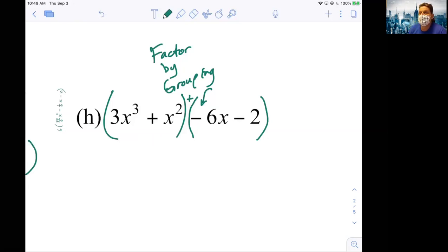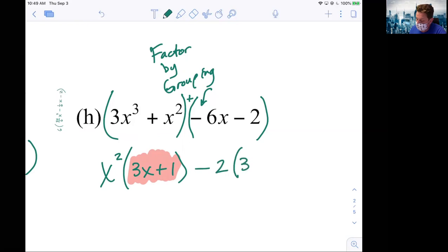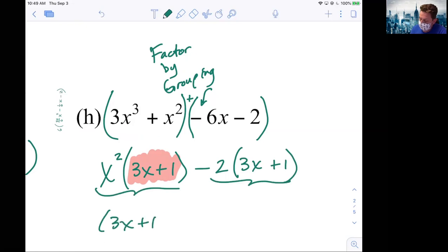Now, what do we factor out of the first one? X squared, and that leaves us 3x plus 1. And now again, if you figured out how factor by grouping works, that is what we're trying to now accomplish in the second set. So let's see if we can get that. We factor out a negative 2, and that does leave us a positive 3x plus 1. So now I have 2 terms. I'll factor out the 3x plus 1, and that leaves me with x squared in the first and minus 2 in the second.